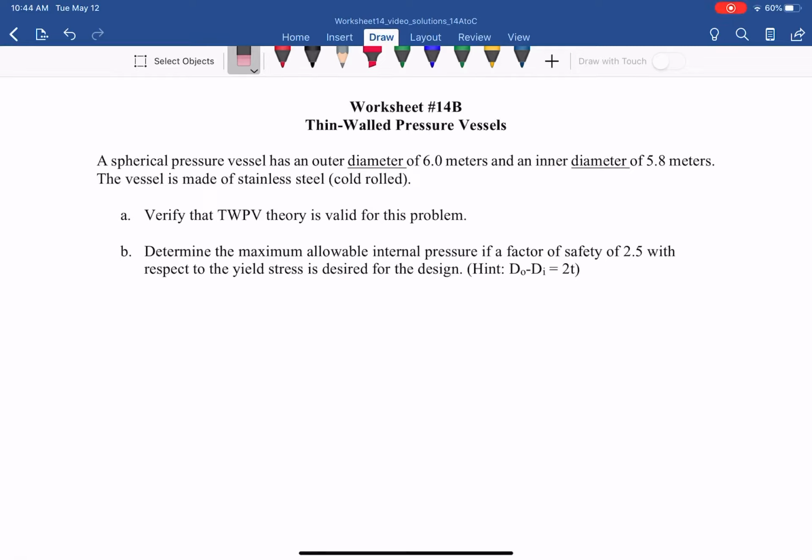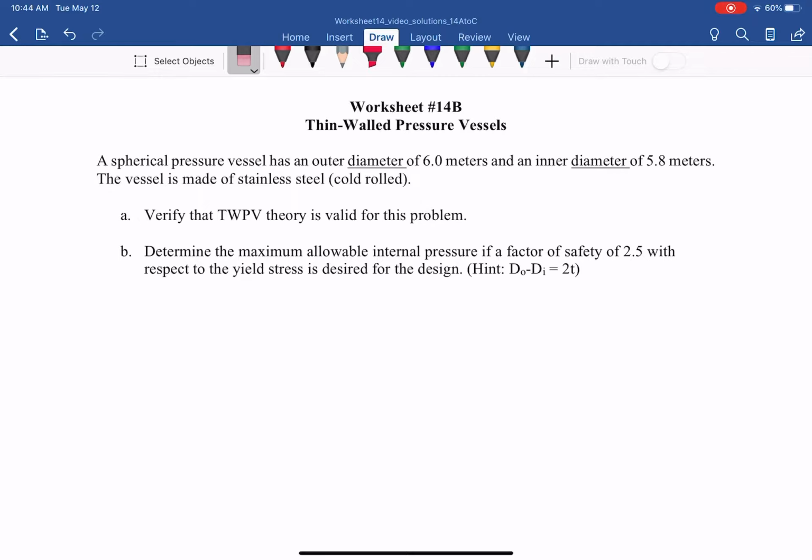Worksheet 14b, also single pressure vessels. A spherical pressure vessel has an outer diameter of 6 meters and an inner diameter of 5.8 meters. The vessel is made of stainless steel cold rolled.